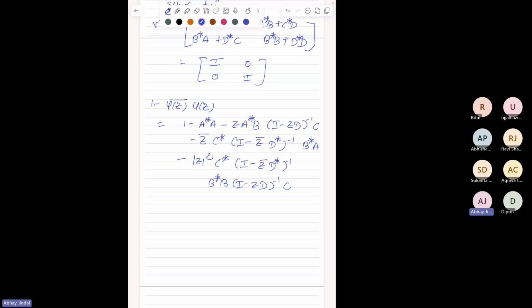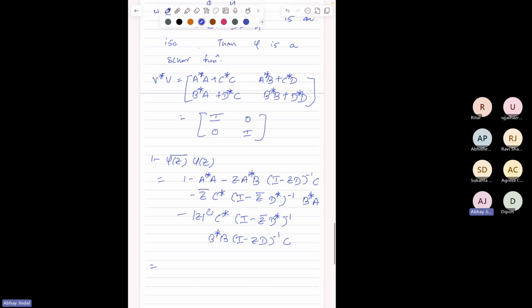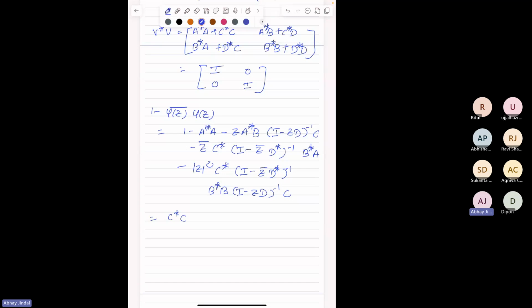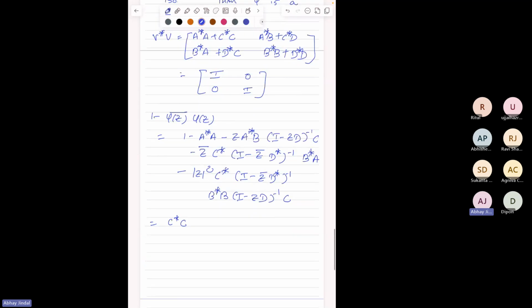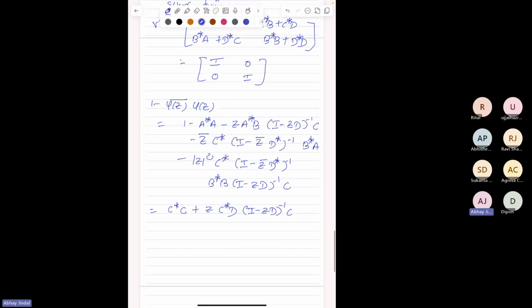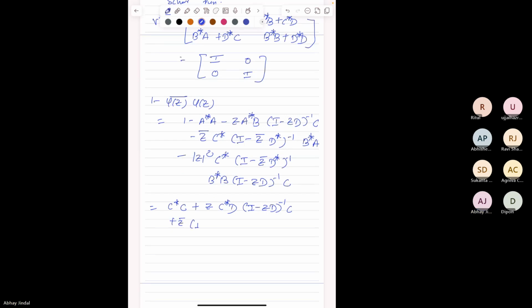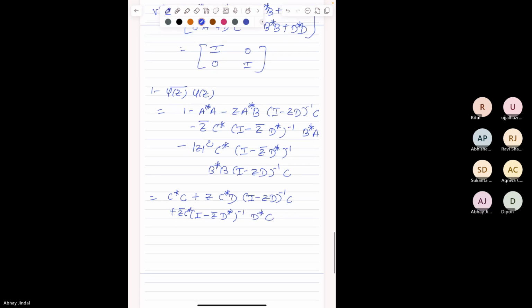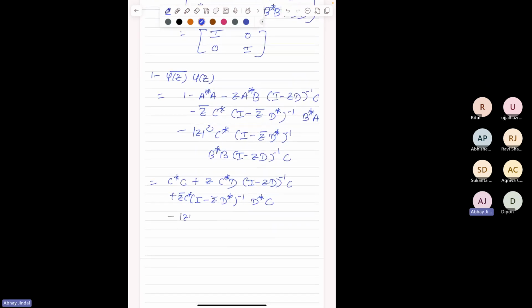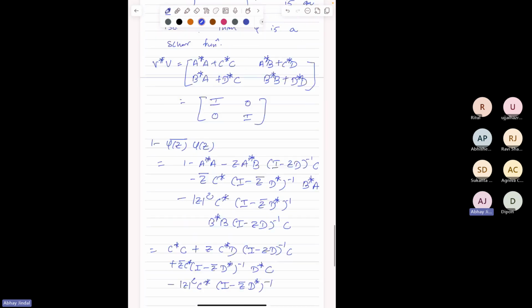Okay, here we have just expanded the formula for phi z and phi z bar. Now we use the isometry property. So I minus a star a is c star c, minus a star v is c star d. So we write, minus b star a is d star c. So plus, minus mod z square c star I minus z bar d star inverse b star b is I minus d star d.